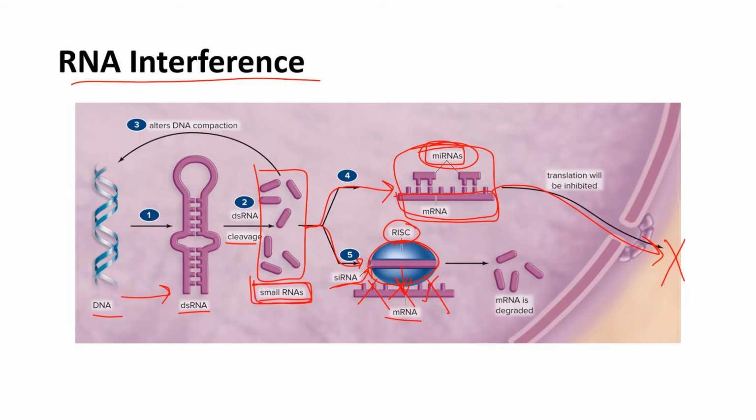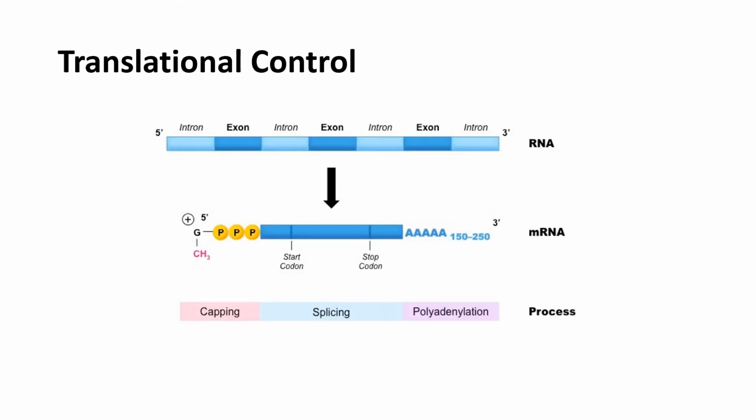So it's going to break down that mRNA into little pieces. And of course, if the mRNA is degraded, then you're not going to have any translation. So RNA interference involves small segments of RNA binding to the messenger RNA and preventing translation. RNA processing can control gene expression at the transcriptional level and also the translational level.